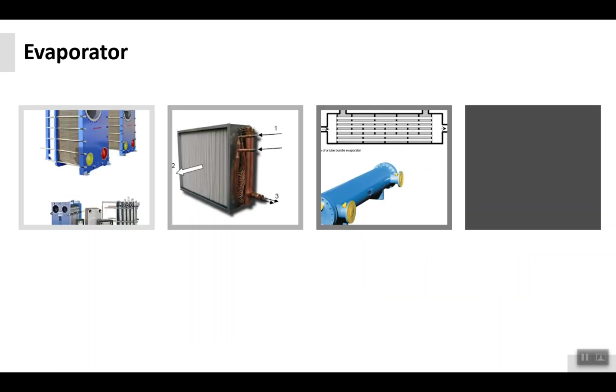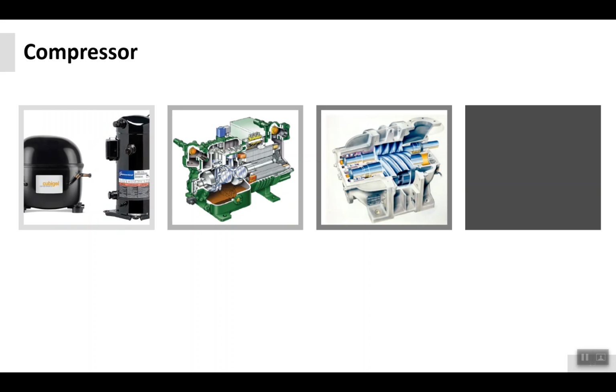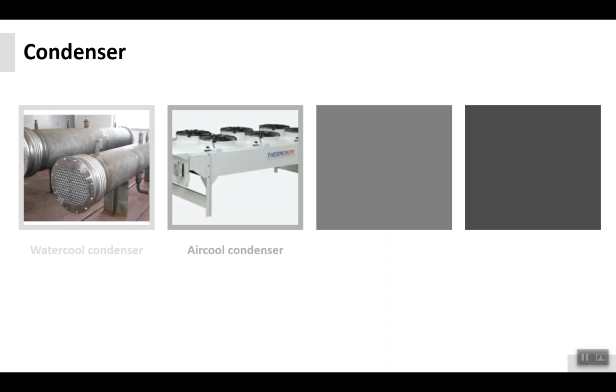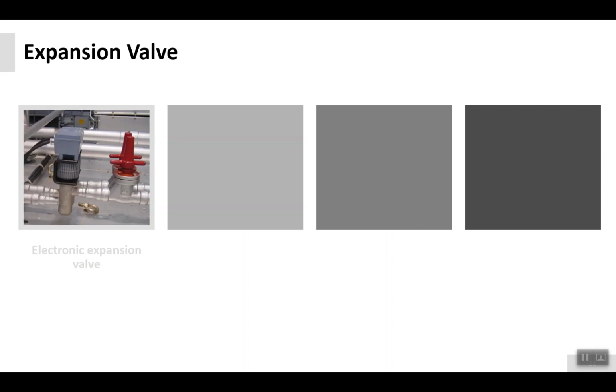In the picture you can see the different types of the evaporator. We have different types of the compressor. We have different technologies for the compressor. The idea is to have less noise, more efficiency, and so on. For the condenser part, you can see in the picture the different types, like water cooled or air cooled condenser. And for the expansion valve, you can see in the picture how it is defined.